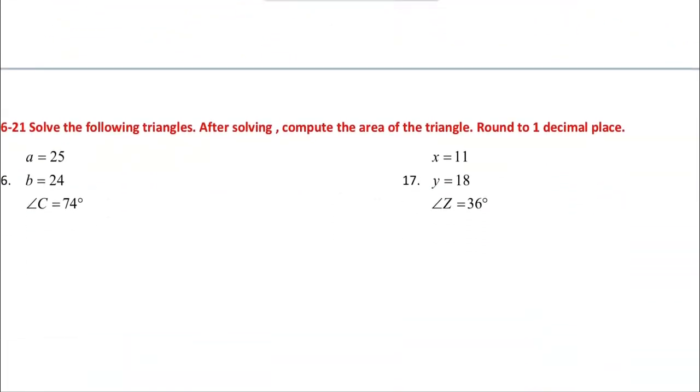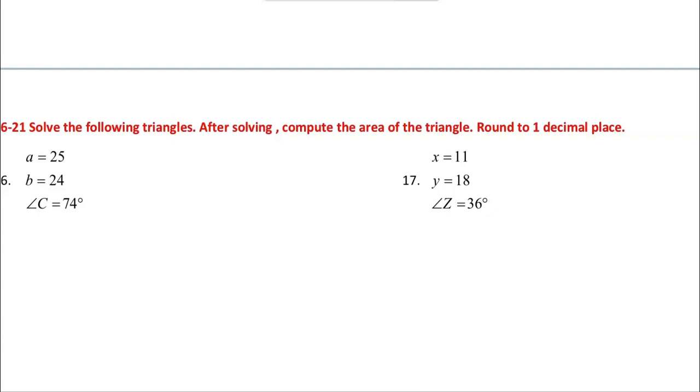Okay, for these, they want us to solve the following triangles. So we're going to be using law of cosines to solve these. There's a lot of work for these. I'm going to show a lot of it, but probably not all of it, so you're going to have to work some of these out yourself.